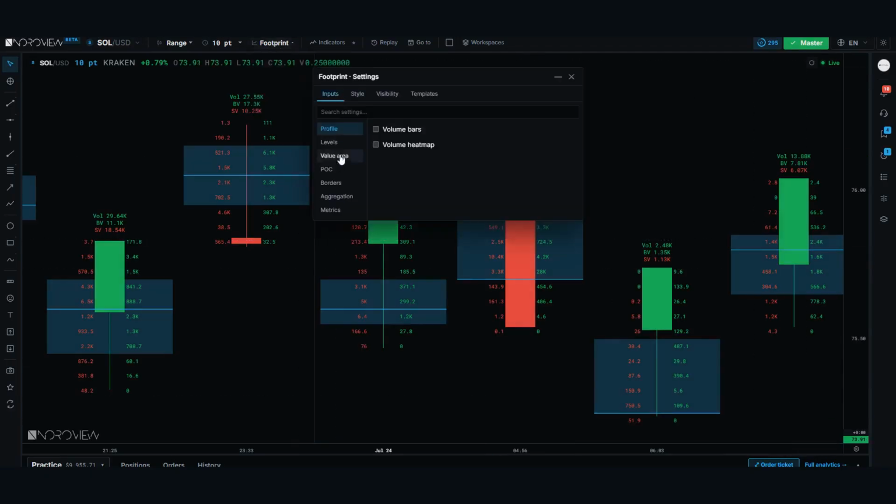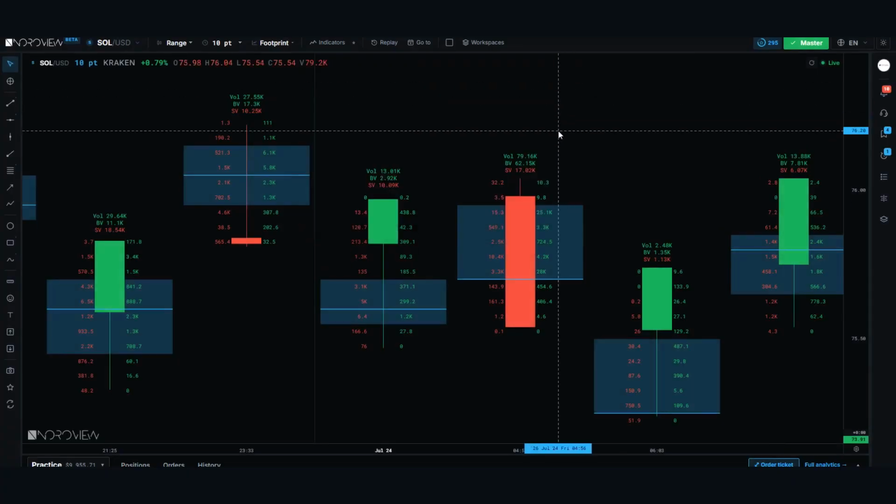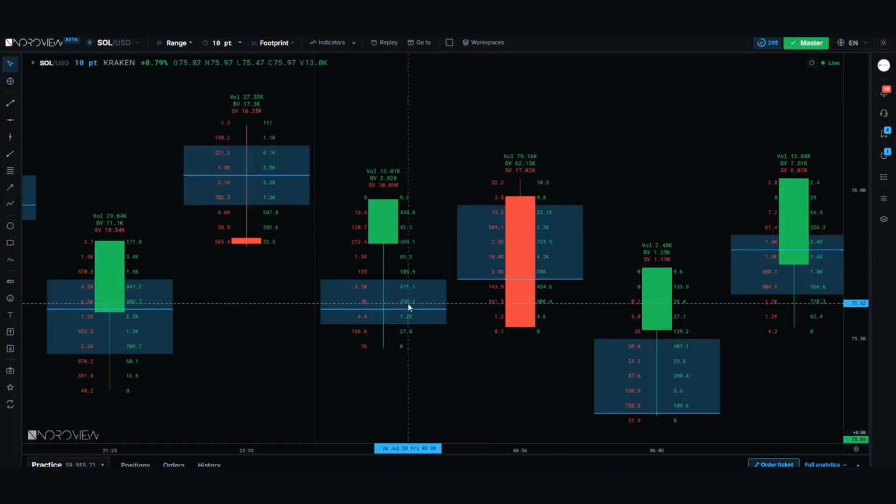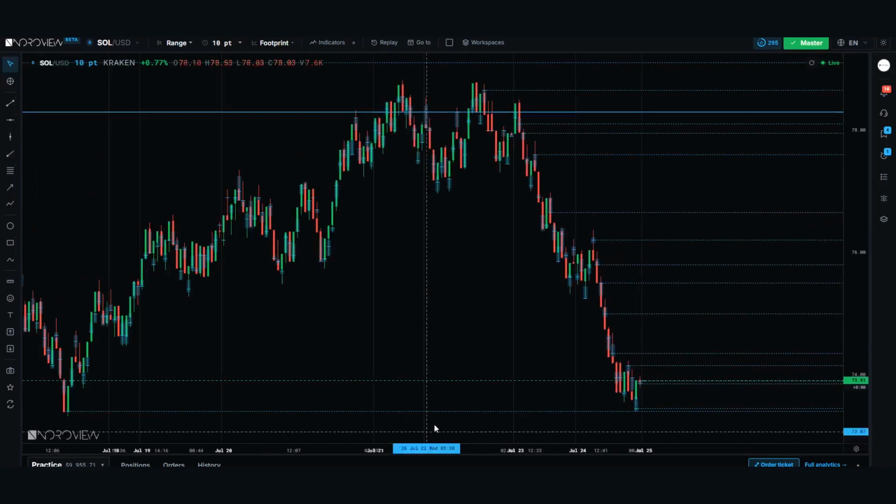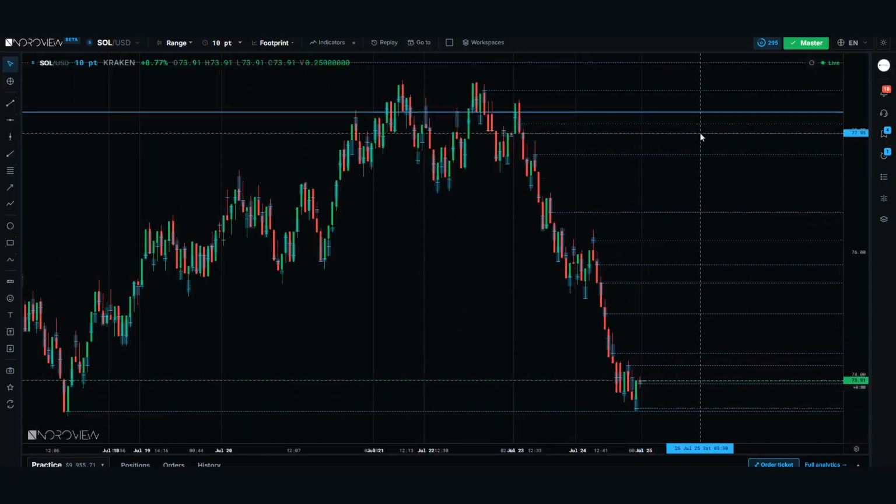In the same settings panel, turn on naked POC. When price trades away from a heavy POC and never comes back to touch it, that level is called a naked POC. Unfinished business, and markets have a very strong habit of coming back to finish it. Let me zoom out so you can see them properly. There they are. Every one of those dotted lines is a POC that price left behind.